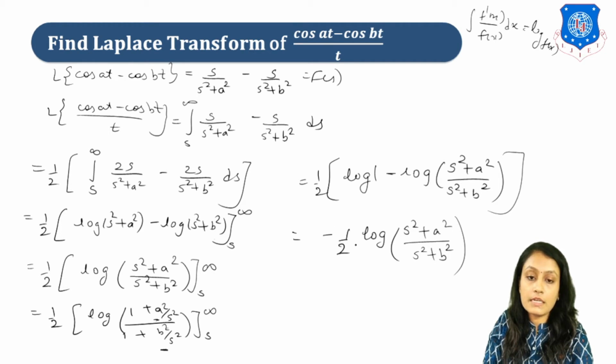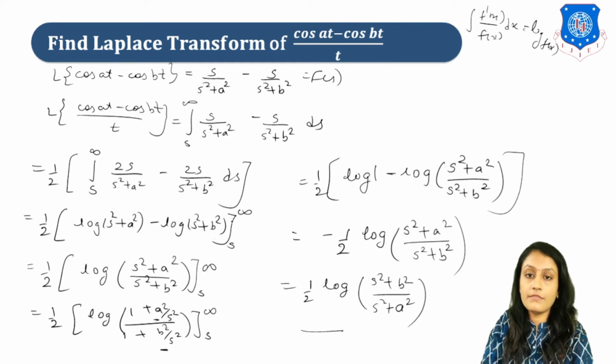You can keep your answer like this, or if you want to remove this negative sign, we can reverse over here. That is s square plus b square upon s square plus a square. Okay, so this is the final answer of this Laplace transform.